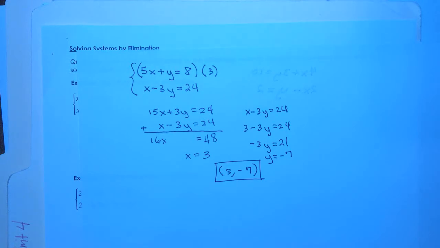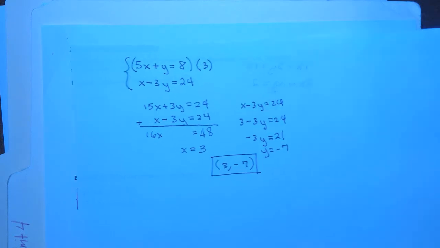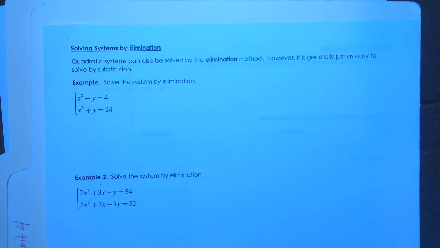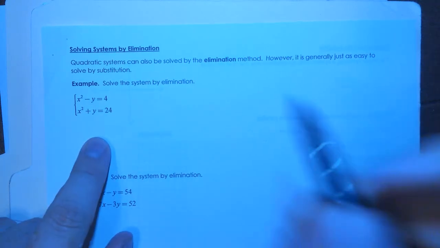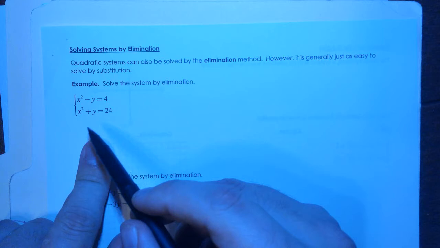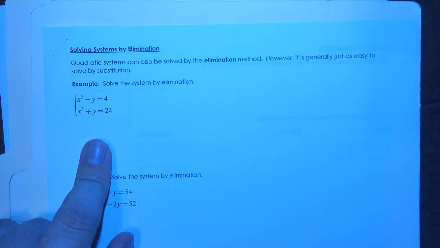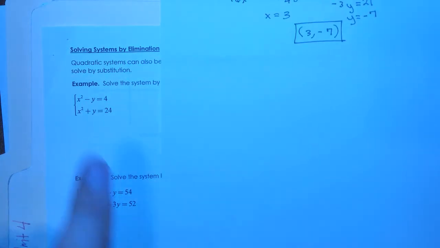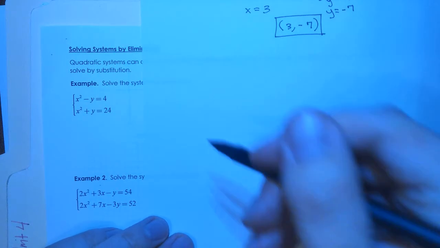For quadratic systems, the reality is sometimes this is really just not useful, and other times, even if you can use elimination to solve a system, it's generally just as easy to solve by substitution. So let's take a look at some examples of how we could solve this by elimination. This first one right here, I see x squared minus y is equal to 4, x squared plus y is equal to 24. Before I jump right into how to solve this by elimination, I want to refer you back to what I just said.